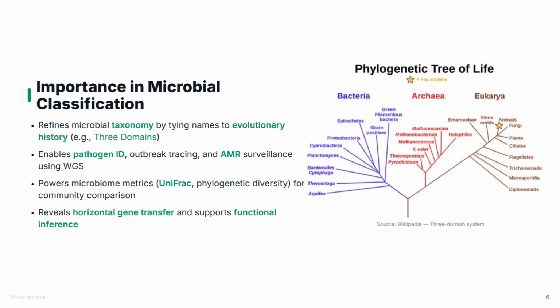Now, looking at this illustration of the phylogenetic tree of life, we see the three domains again. Under bacteria, we have groups like green filamentous bacteria and spirochetes. Archaea contains halophiles and thermophiles. Eukarya encompasses familiar groups like animals, fungi, and plants, as well as microbial eukaryotes like ciliates and flagellates. This domain includes all organisms with complex cells containing a nucleus. This tree beautifully illustrates how all life on Earth is interconnected.